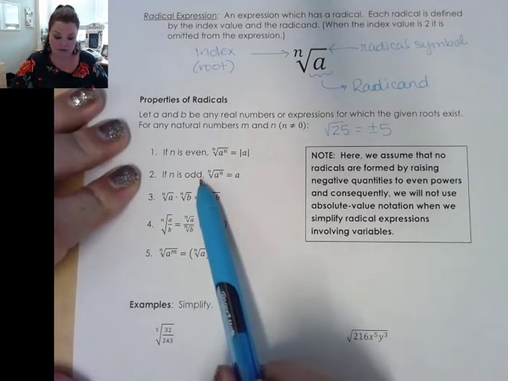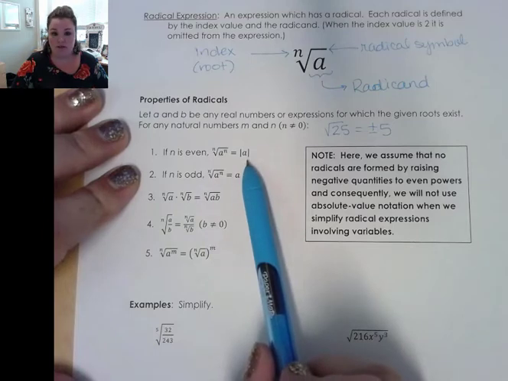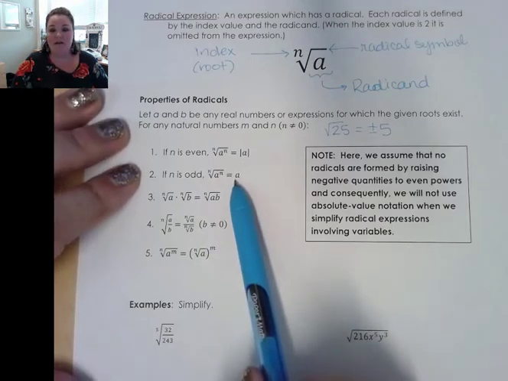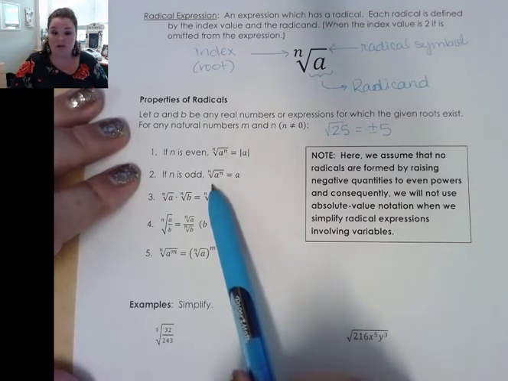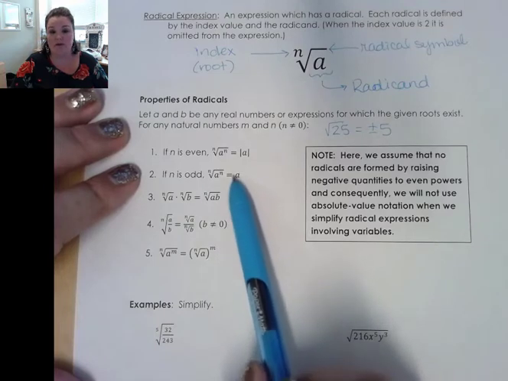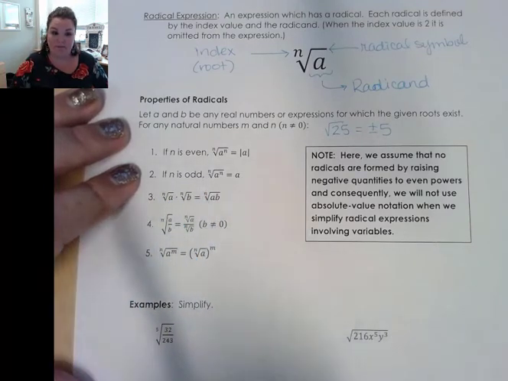If it's odd, we don't have to worry about the absolute value bars, because if we're taking an odd root of a negative number, it's going to turn out negative. If we're taking an odd root of a positive number, it's going to turn out positive. So we don't have to worry about the either-or combination.